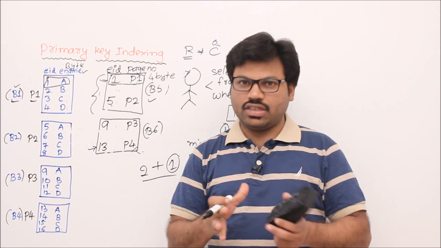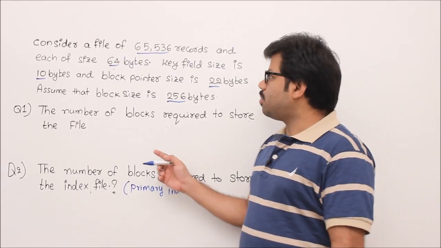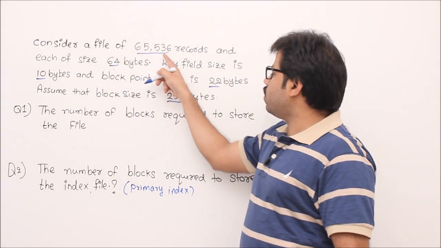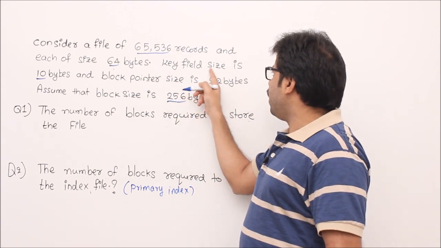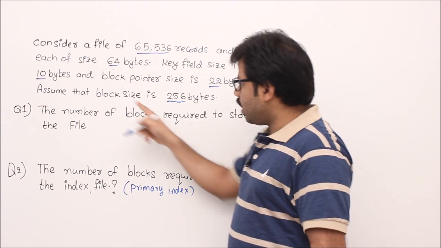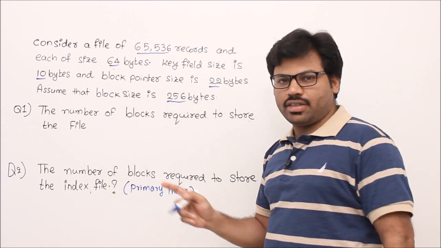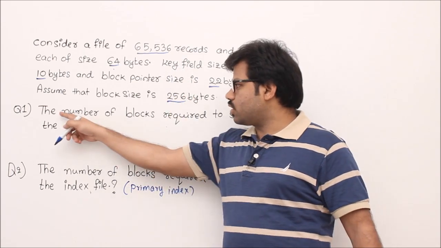Now we'll see a numerical question related to this primary key indexing. Okay, let's see this problem. Consider a file of 65,536 records, each of size 64 bytes, and key field size is 10 bytes and block pointer size is 22 bytes. Assume that block size is 256 bytes. Stop the video and read the details clearly. Then you try to answer this question first.